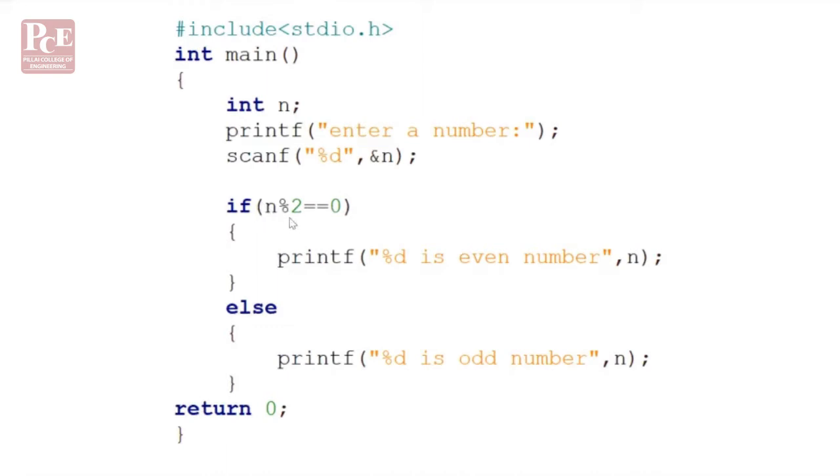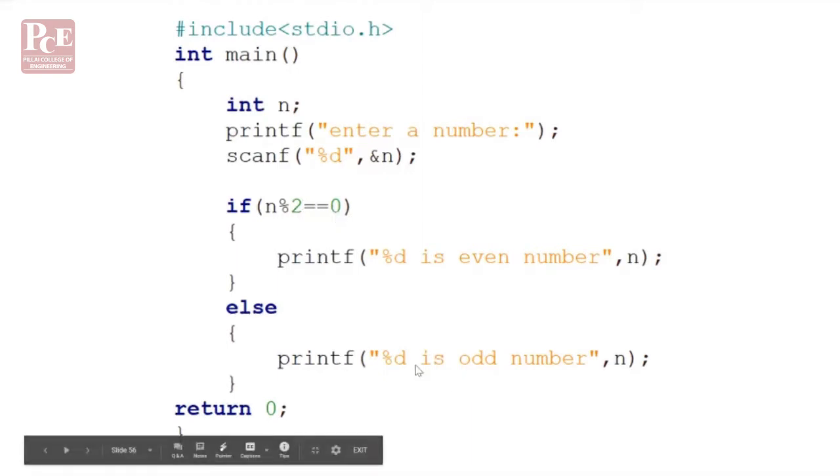अगर वो divisible by 2 है, then this part of the expression will give you some value. Suppose my input is 5. 5 mod 2 is supposed to give me 1. Is 1 equal to 0? नहीं, तो false है, इधर जाएगा. 5 is an odd number.